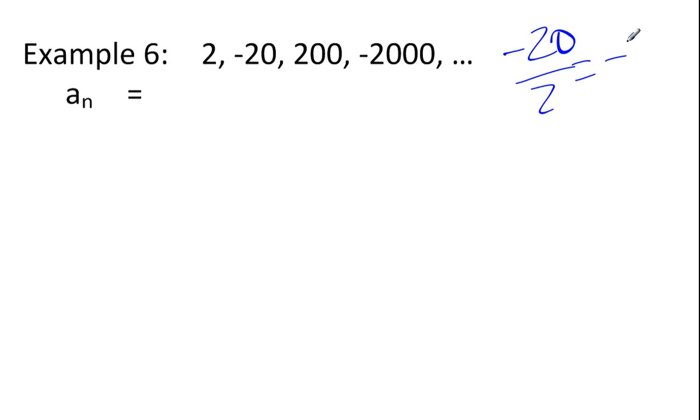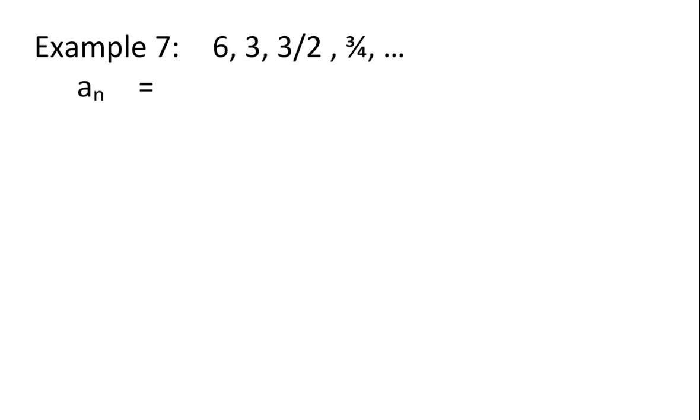Negative 20 over 2 is a negative 10, so we're going to go our first term 2, and then our negative 10 to the n minus 1. It's totally an n. Now it looks nice. There we go. So here we got 3 over 6 is going to be a 1 half. That's a 6, not a g.